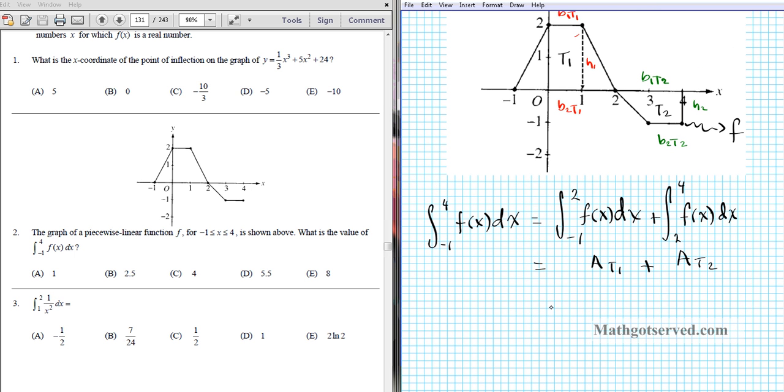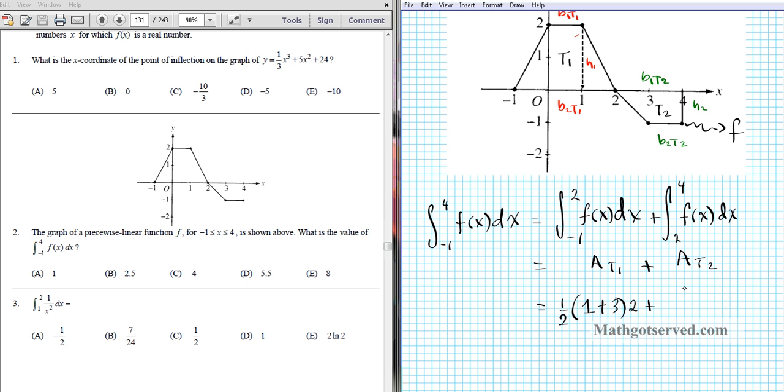So for trapezoid 1, we have 1/2. The first base is 1, going from 0 to 1. This length right here is 1, plus the base of trapezoid 2 is this entire length right here, 1, 2, 3 units, so plus 3. And then what's the height of trapezoid 1? It's this height right here, h1, which goes 1, 2, 2 units. So 1/2 times (1 plus 3) times 2. That's the area of trapezoid 1.